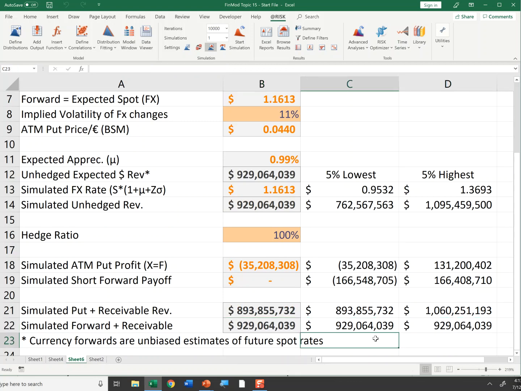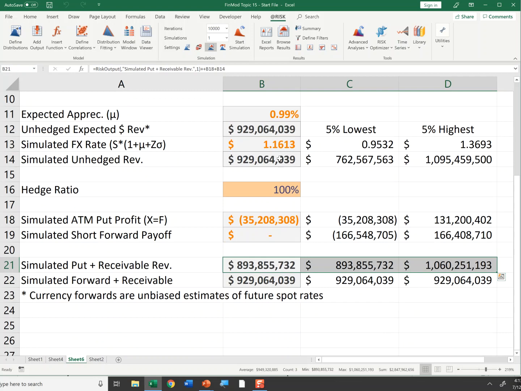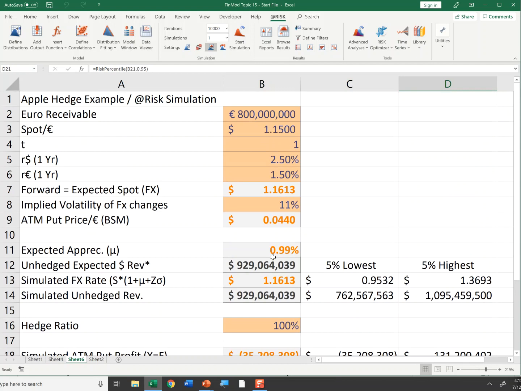So this is a different way of thinking about hedging. I can either buy a call, I'm sorry, in this case, buy a put, pay that 35 million or whatever that turns out to be for the put, retain some upside, but I've eliminated my downside. Or I could just peg it and say, I just want to guarantee 929, and I will no longer have any upside. So this is a way of modeling the use of a forward or an option to hedge a receivable.